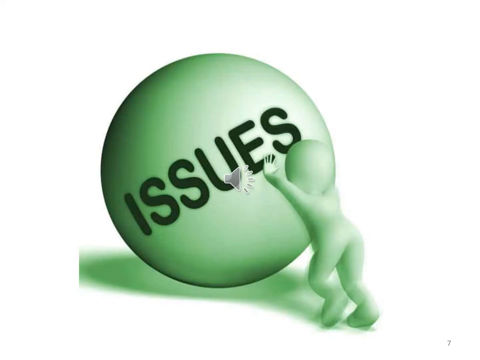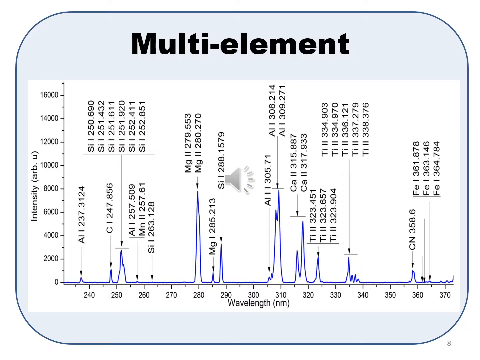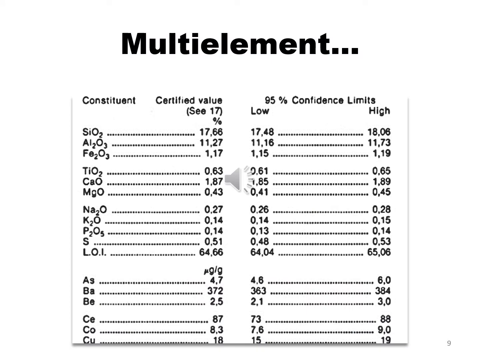Now the issues. The problem with coal is that it is multi-element, so it has so many emission lines. Like you see here, it is the SARS-20, which is a coal sample from South Africa, and you can see that it has silicon, aluminium, iron, titanium, calcium, magnesium, sodium, potassium, phosphorus, sulfur, barium, beryllium, and copper, strontium, and so many others.